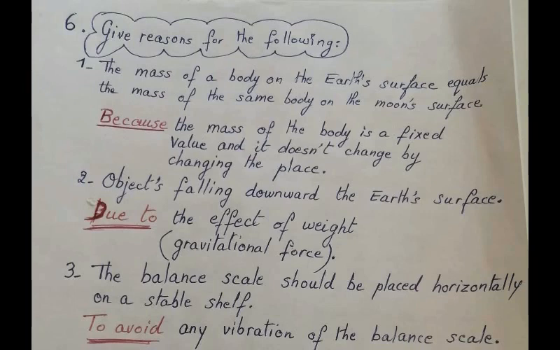Number 2. Objects fall downward to the Earth's surface. Objects fall in the direction of the surface of the earth. This is a result of what? Due to the effect of weight, or due to the effect of gravitational force.